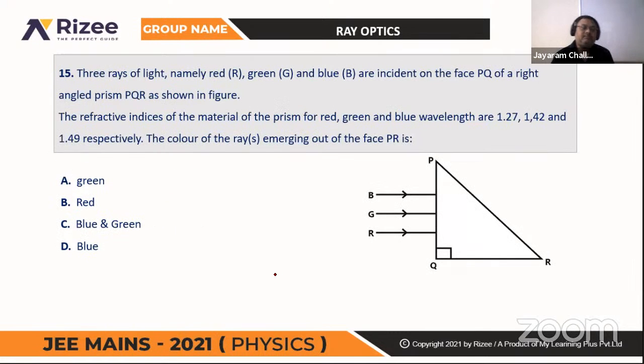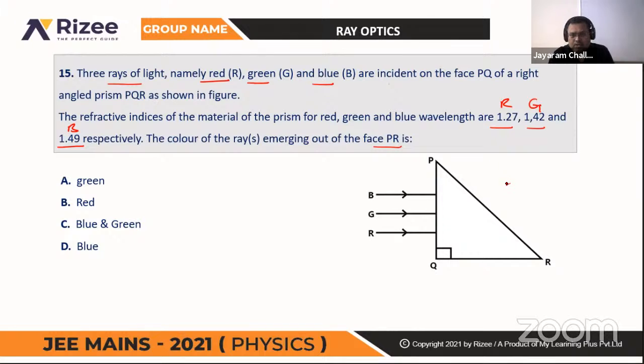Next one: three rays of light, namely red, green, and blue, are incident on the face. It's a normal incidence, right angle. The refractive indices of the different materials he has provided are 1.27, 1.42, and 1.49. This should be for the red, this for the green, and this for the blue. These are the refractive indices he has given. The question: the color of the rays that are emerging from the prism. So which rays will emerge from here?